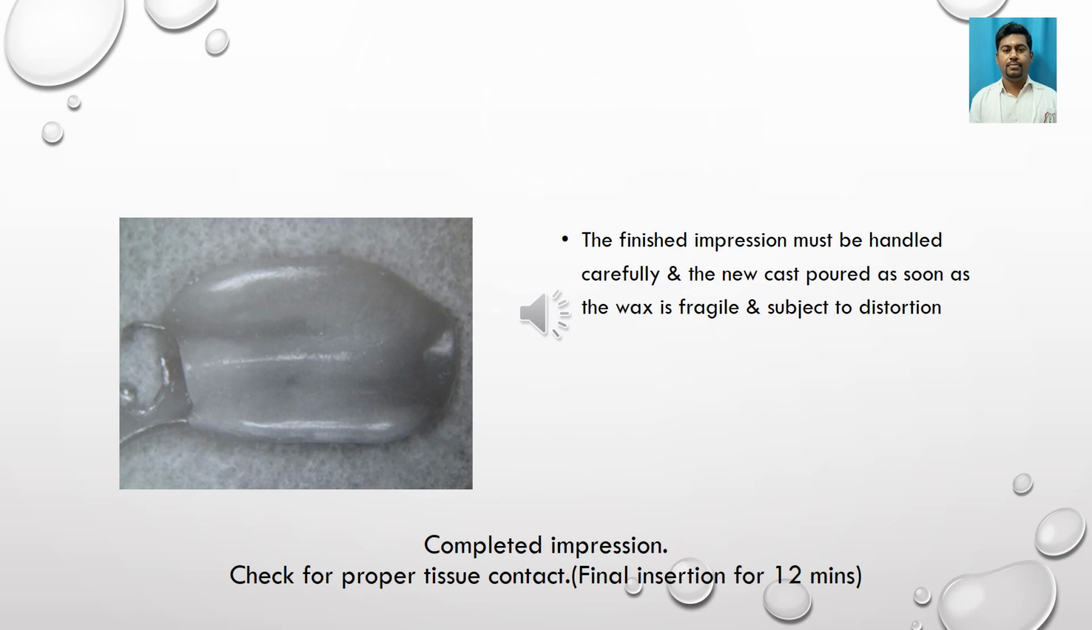Here is the illustration of the completed impression. We have to check for the proper tissue contact, and the final settling time of the fluid wax is close to 12 minutes. As soon as we complete the impression, care must be taken that the framework is handled with care and the new cast is poured as soon as possible, because we all know wax is very fragile and it is subjected to distortion, and this particular terminology is called warpage.